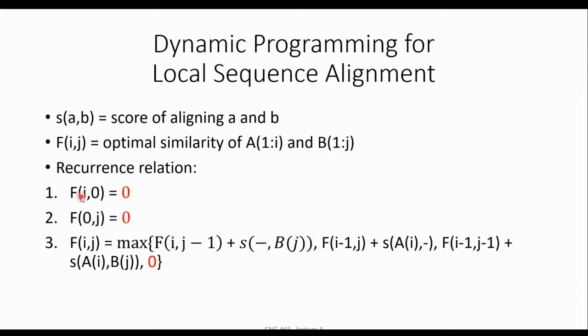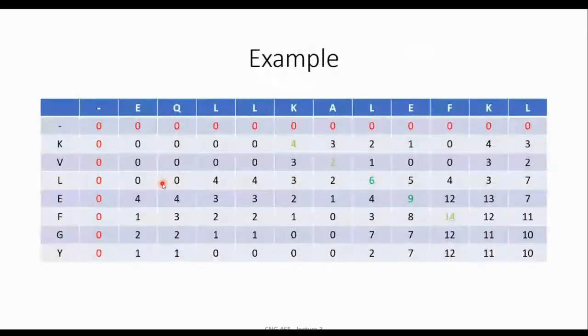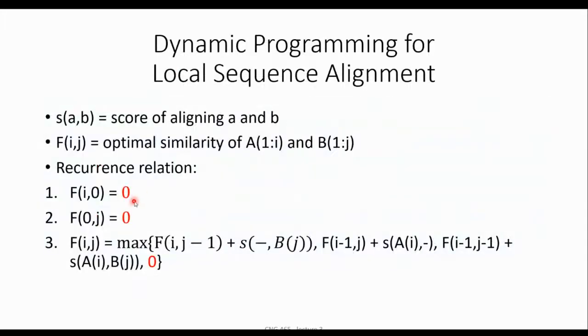For the first row and first column, you can see that we assign all of them as 0. So if you have such a table, you see the first row and first column, all of them are assigned to be 0. It was not the case for global alignment. So this is the first difference.